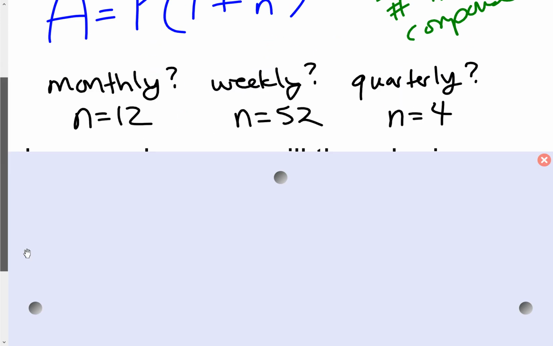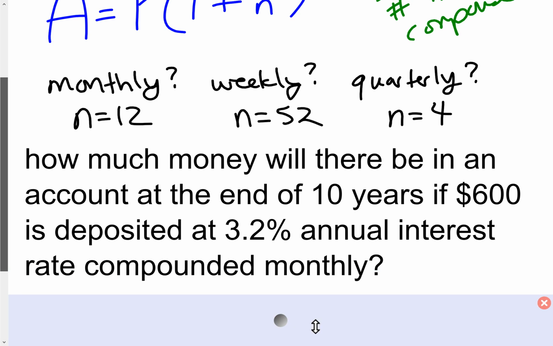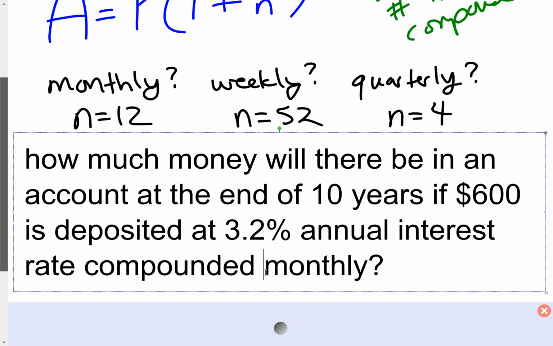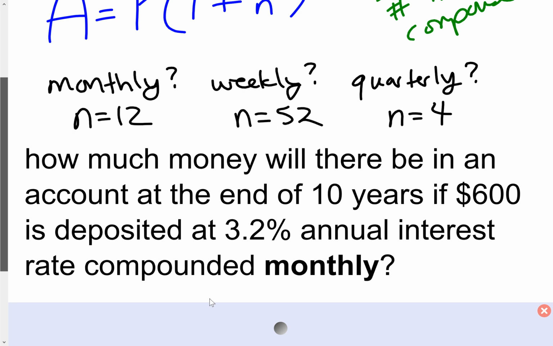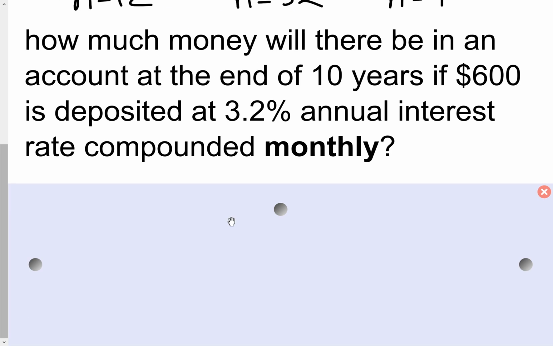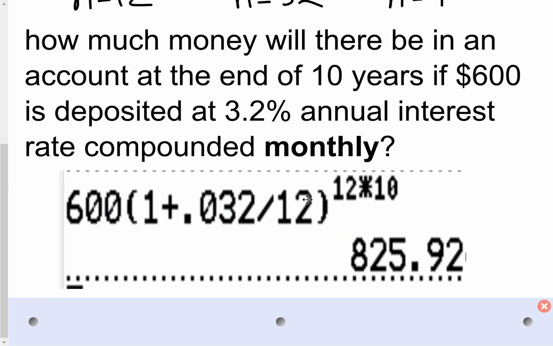So let's show you an example problem. You might have guessed it. We're going back to the $600 for 10 years at 3.2%. But now, instead of continuously or annually, we're going to compound monthly. So every month, our n is going to be 12. So what does that look like? 600 times (1 plus r, 0.032, divided by 12). So our interest rate is divided up into 12 equal parts, one for each month, raised to the power of 12 times 10, because we're compounding 12 times a year for 10 years. So 12 times 10, we're compounding 120 times.